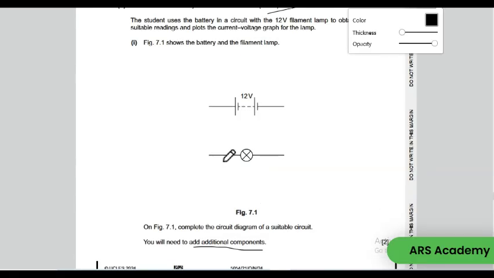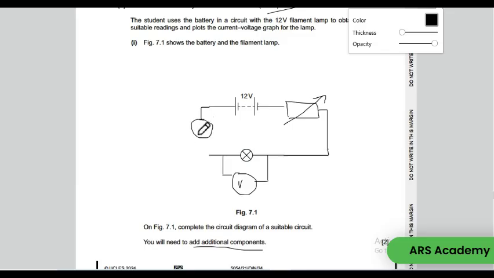So since we are plotting the current-voltage graph, we will need to measure the current and the voltage. And another thing you need is a variable resistor, so you can vary the resistance and plot the graph for all of the different current and voltage measurements you get. So in this circuit we will need a variable resistor, an ammeter and a voltmeter. Now the resistor and the ammeter are connected in series and the voltmeter is connected parallel to the bulb. So we will draw it just like this.